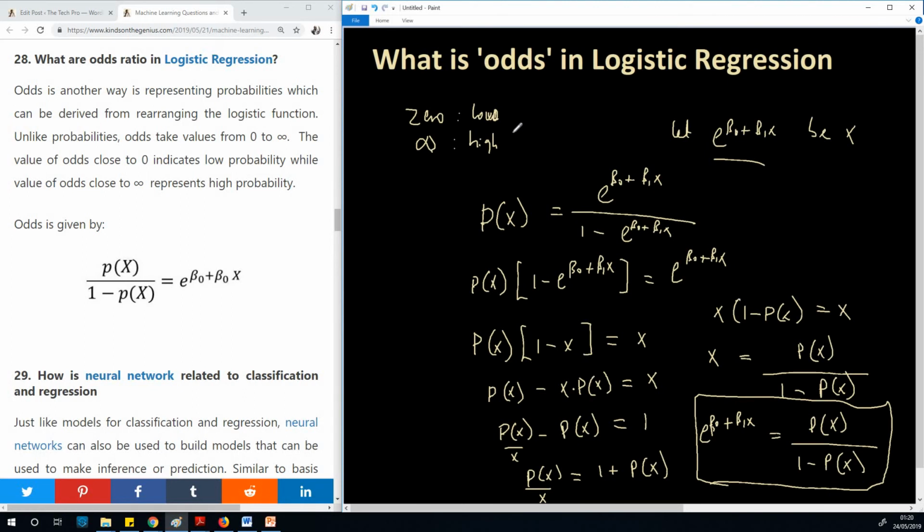So I'm going to stop here, and the next question is going to be, how is neural network related to classification and regression?